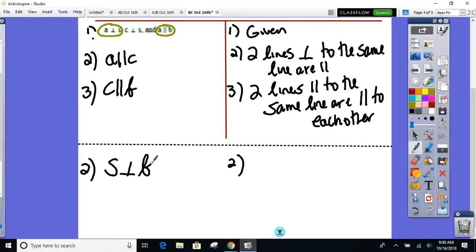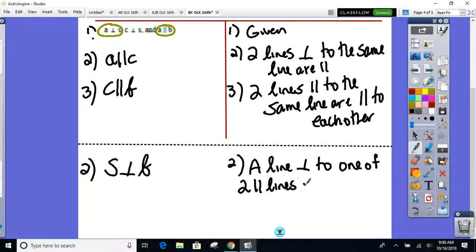We okay there? Because again, a line perpendicular to one of 2 parallel lines is perpendicular to the other parallel line. Again, that's a wordy one, all right, but it's going to be used.